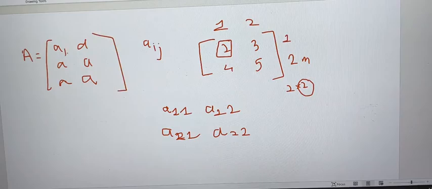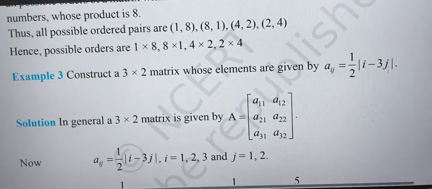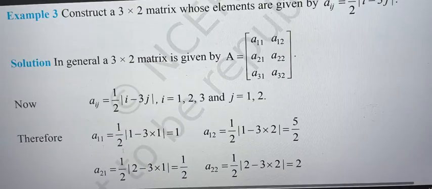Now you can start writing positions. This is the first row, first column. This is the first row, second column. This is the second row, first column, second row, second column, third row, first column, third row, second column. This is how it is. Now you get the ij values for all the elements. So first you find the first element. The i value is 1, the j value is 1, and they've given you this. So for the first element, i is 1, j is 1. So 1 minus 3 into 1, into half.